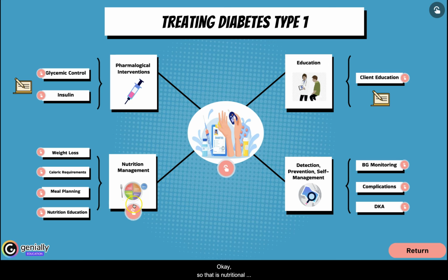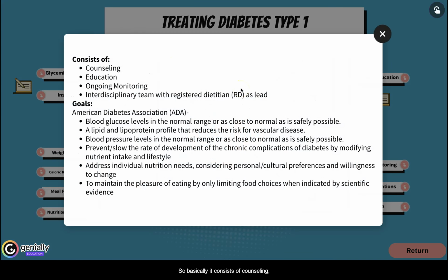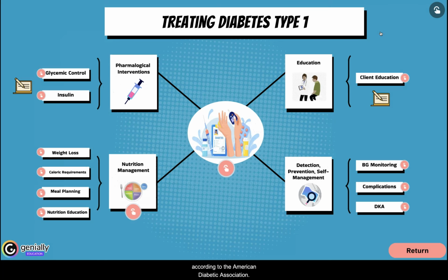Okay, so that is nutritional management for diabetes. Basically, it consists of counseling, education, ongoing monitoring, an interdisciplinary team, or consult with a registered dietitian. According to the American Diabetic Association, the goals are blood glucose levels in normal range or as close to normal, lipid profile normal, reduced cholesterol, reduced blood pressure levels, right, at normal levels, prevent and slow the rate of development of complications, address individual nutrition needs, and maintain the pleasure of eating by only limiting food choices when indicated by scientific evidence. We don't want to scare them off to the point where they don't want to eat, because that can cause hypoglycemia as well. So these are the goals of diabetic maintenance according to the American Diabetic Association.